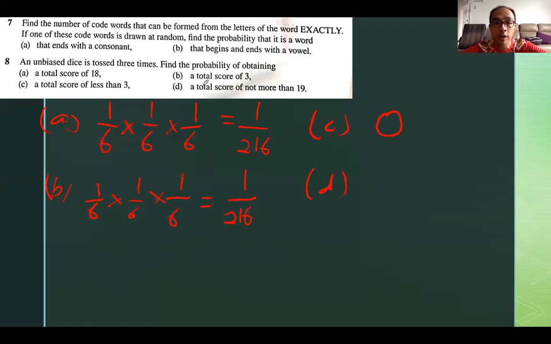Or a total score of not more than 19. Tidak lebih daripada 19. The probability of this is 1. Because no matter how you throw the dice, your answer is definitely not going to be more than 19. So the probability of this is 1. Sometimes you don't have to count on it. Tidak payah dikira ini. Sebab ini logic. You cannot get less than 3. You cannot get more than 19. Actually, this question is wrong. It should be 18. But never mind.